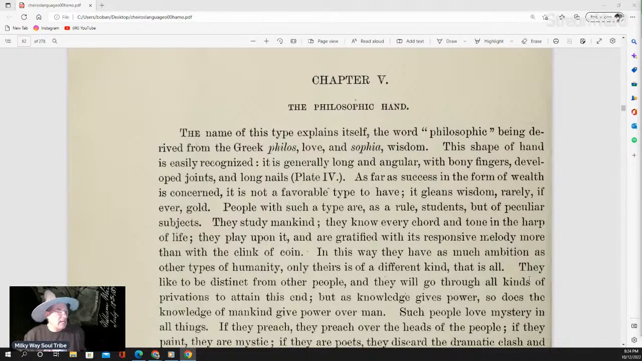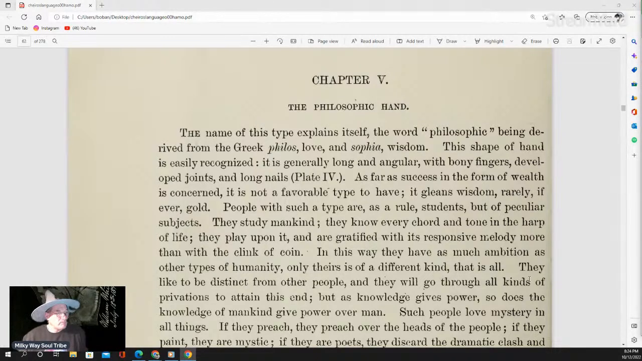They study mankind. They know every chord and tone in the harp of life. They play upon it and are gratified with the responsive melody more than with the clink of a coin. In this way, they have as much ambition as other types of humanity, only theirs is a different kind. They like to be distinct from other people, and they go through all kinds of privations to attain this end. But as knowledge gives power, so does the knowledge of mankind give power over men.